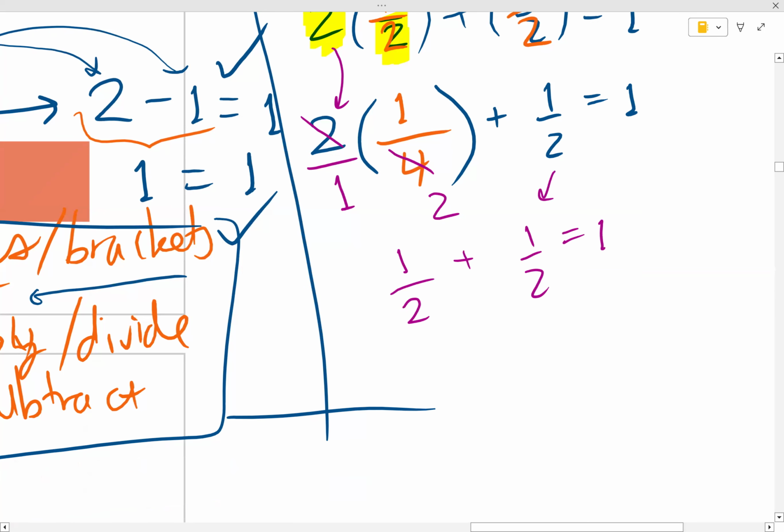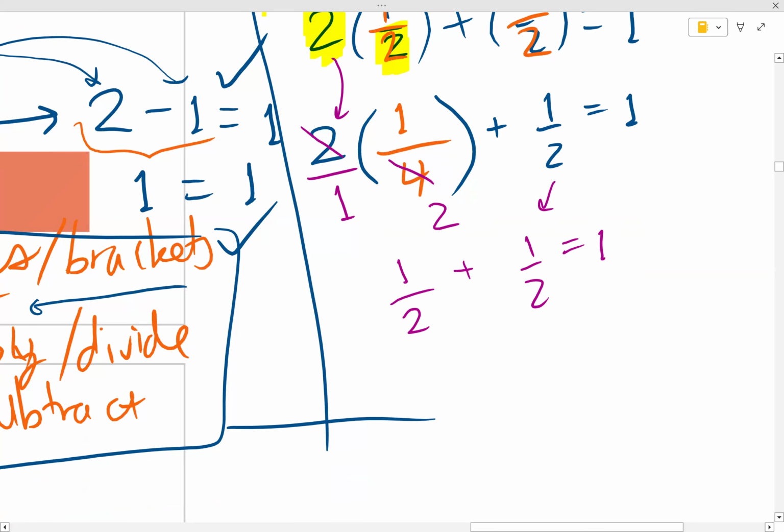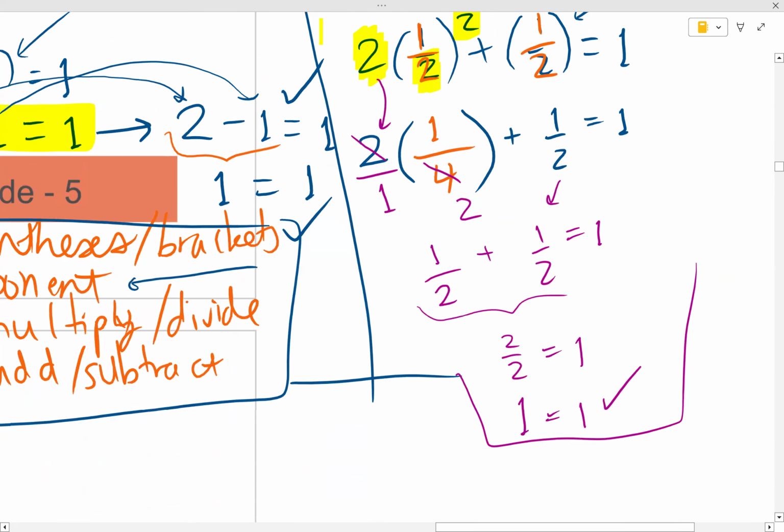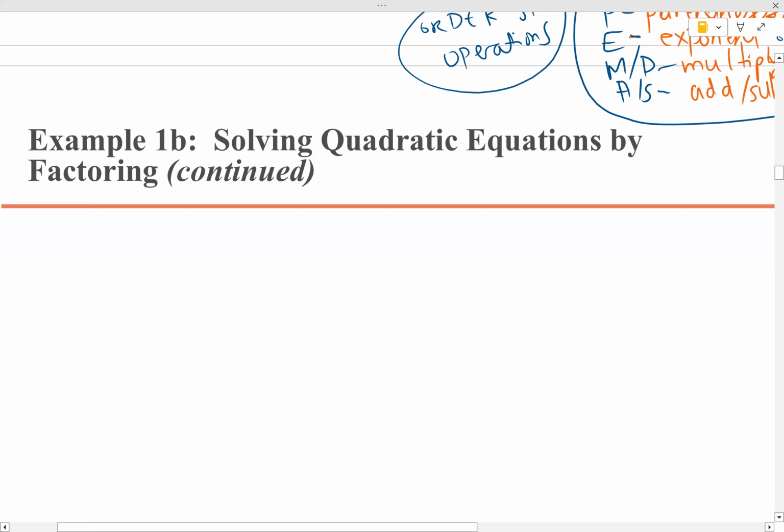And now I think it's pretty clear. I did the multiplying, and now I can add or subtract. 1/2 plus 1/2 is 2 halves, or in other words, 1, and that's true. 1 is equal to 1. We must have done this right. Those two solutions, x equals -1 and x equals 1/2, are correct. All right, so far so good here.